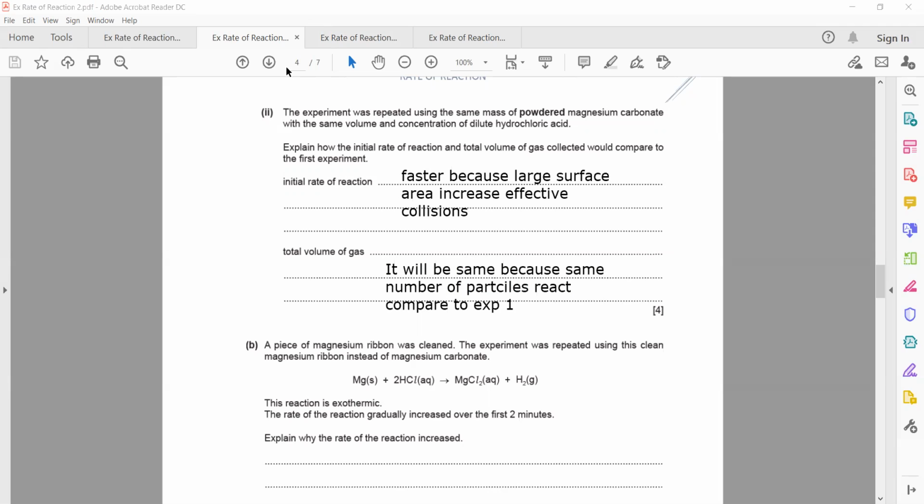So faster, or higher, because of large surface area, and the same volume because the same amount of hydrochloric acid is used.